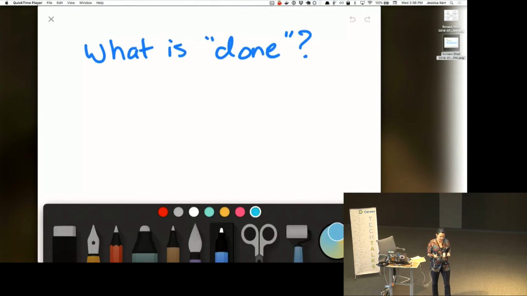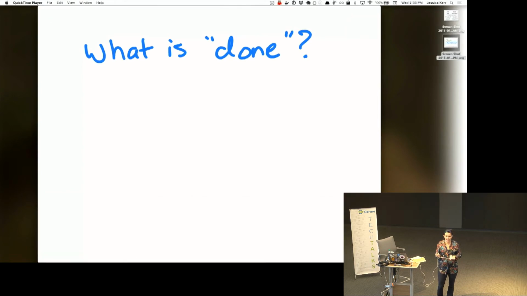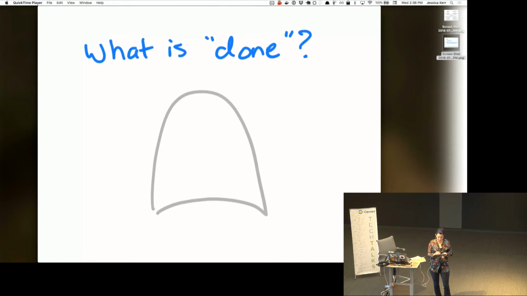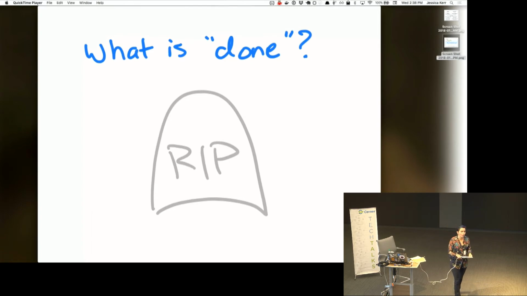This whole software parenting analogy totally explains the definition of what is done. Because when are you done parenting? Never. Hopefully never. And when are you done with a piece of software? When it is out of production. When no customer, or at least no customer with a support contract, is using it.